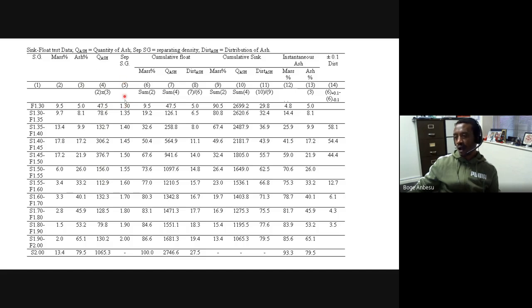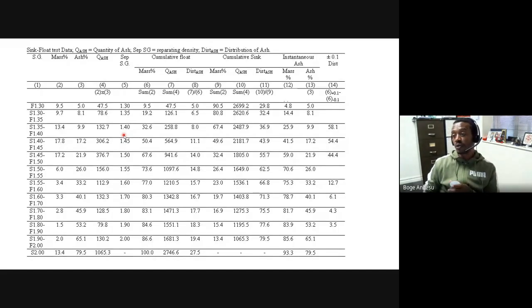For column 5, again, it's taken from column 1. So what this one shows is simply the media density we used for each stage. Okay, so here I use media density of 1.3 to obtain this. Here I got media density of 1.35 to obtain this, and so on. So obviously the values of F here for each of them will give me this one here. So all I'm saying here is these are the separating densities or the media densities that we used for the sink and float experiment.